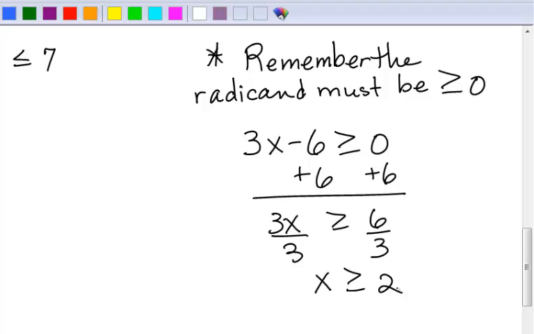Okay? You're always going to look at that radical. Okay? Now take... Why did you have 6 on the left side? Because it's not greater than 0. Are we okay? Okay. Now solve this part.